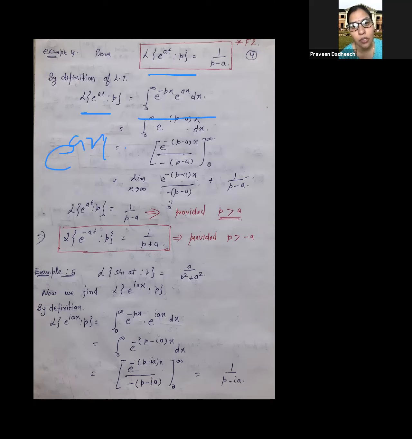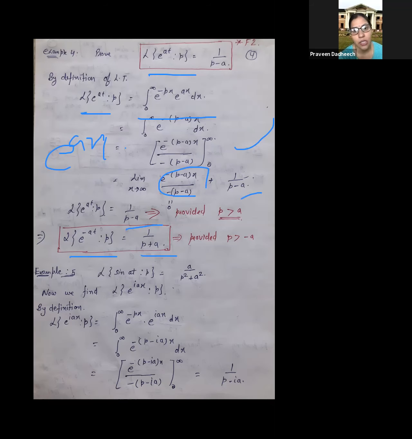It can be written as integral from 0 to infinity of e to the power minus (p minus a)x dx, taking the common factor. Now using integration, e to the power minus (p minus a)x over minus (p minus a), from 0 to infinity. Applying the limits infinity and 0, this term becomes 0, and this is 1 upon p minus a. We can say the Laplace transformation of e to the power ax equals 1 upon p minus a. Similarly, if we take e to the power minus ax, then it becomes 1 upon p plus a.